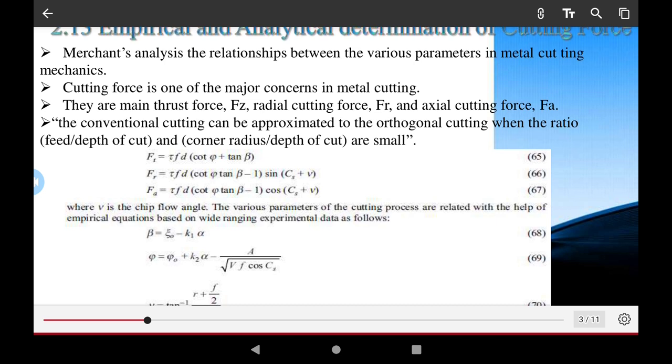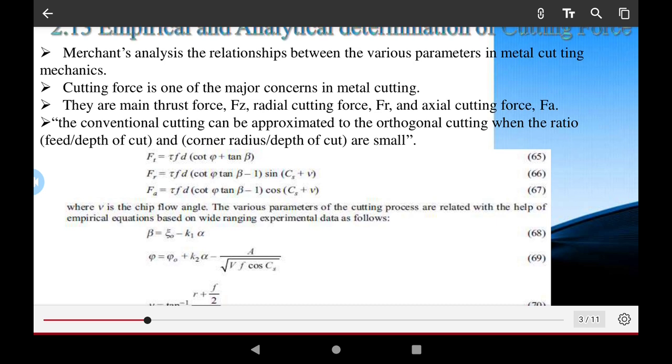Suppose I consider the merchant circle, where Ft is the thrust force, tau is the shear stress, f is the feed rate and d is the depth of cut. The second step is cos, cot phi plus cot beta. This is the angle of the merchant circle.